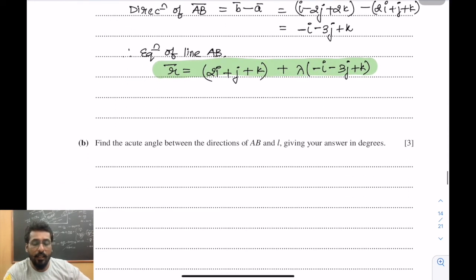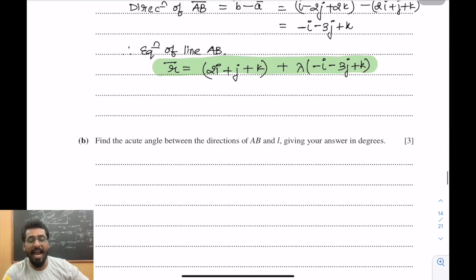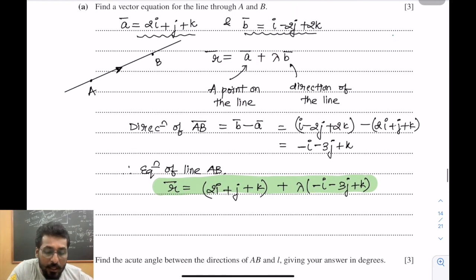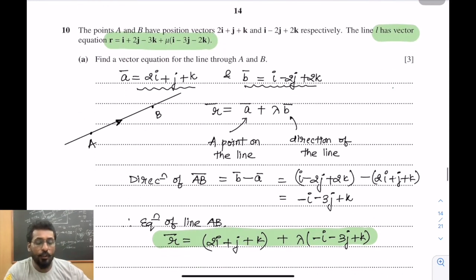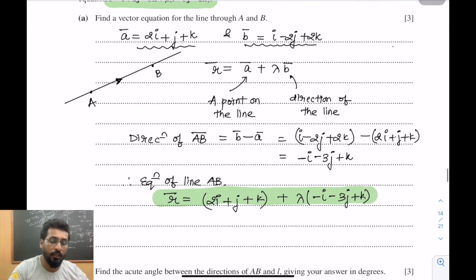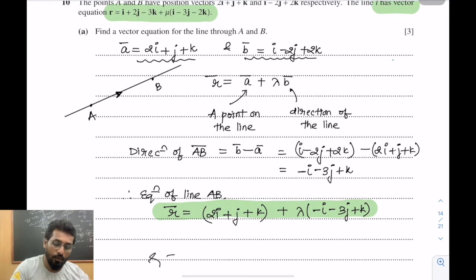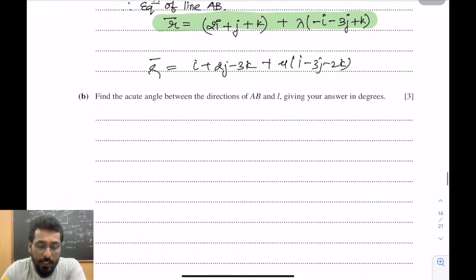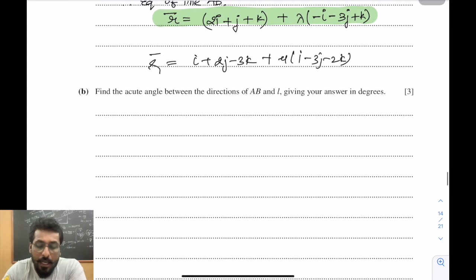Find the acute angle between the directions of AB and L. So I'm first of all going to write the equation of line L. Okay, so I need to go for it. So R bar is equal to I plus 2J minus 3K. I'll just write the rough equation over here. R bar is equal to I plus 2J minus 3K, plus mu times I minus 3J minus 2K. Okay, so now let's write the equation of line AB and line L.